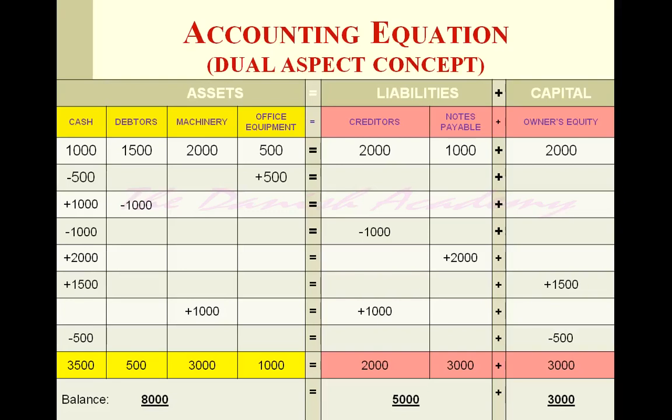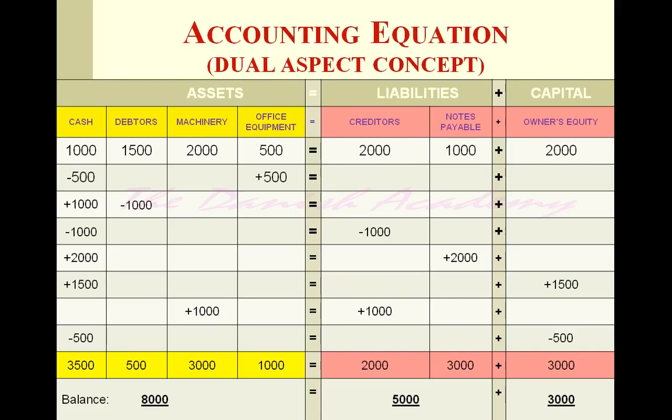Now the business paid the creditors 1000. It would reduce creditors by 1000 and reduce cash by 1000, as we are paying cash to the creditors. So both sides have a negative effect. Now if the business accepts notes payable and receives 2000 in cash, it would increase our cash by 2000 and increase our liability, which is notes payable, by 2000. On both sides it would increase by 2000.